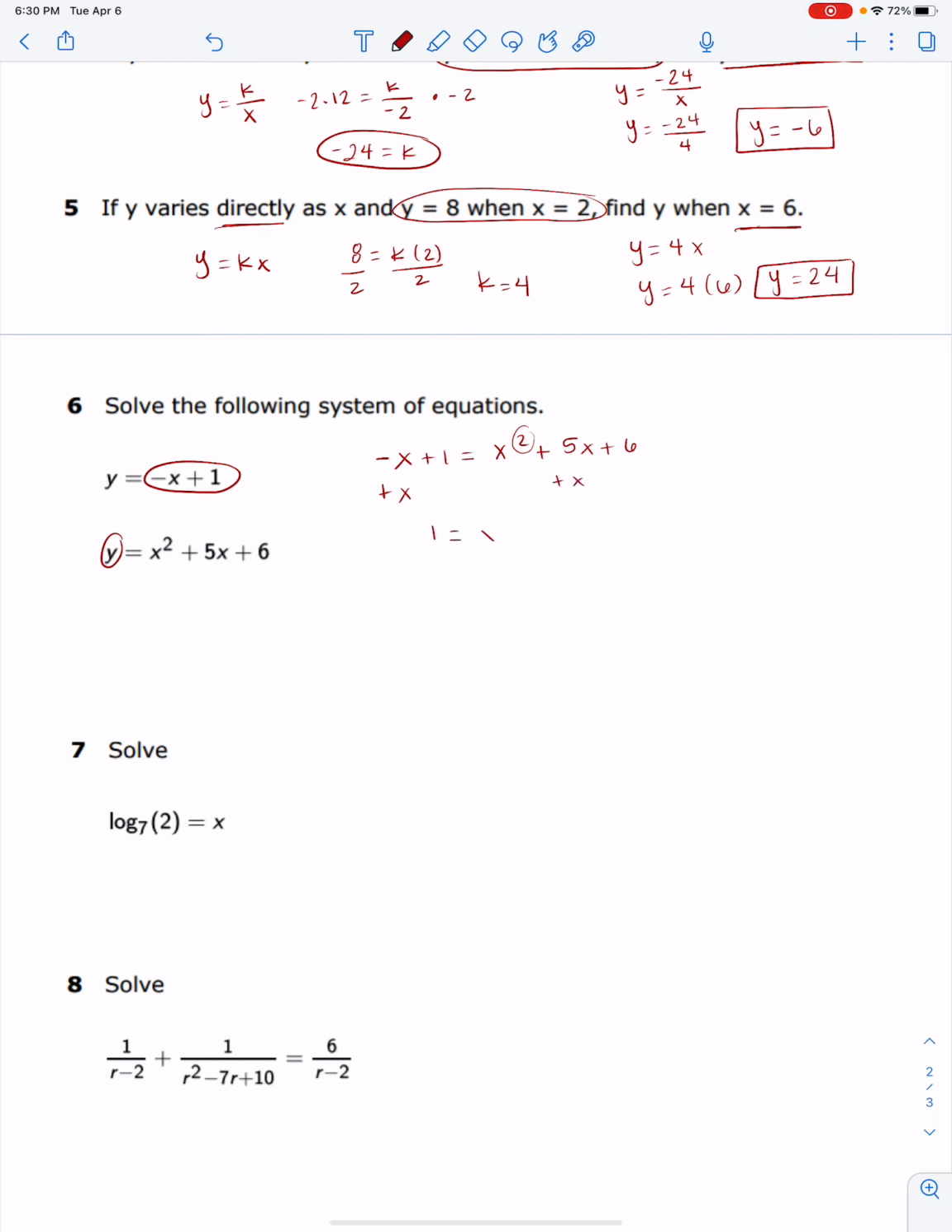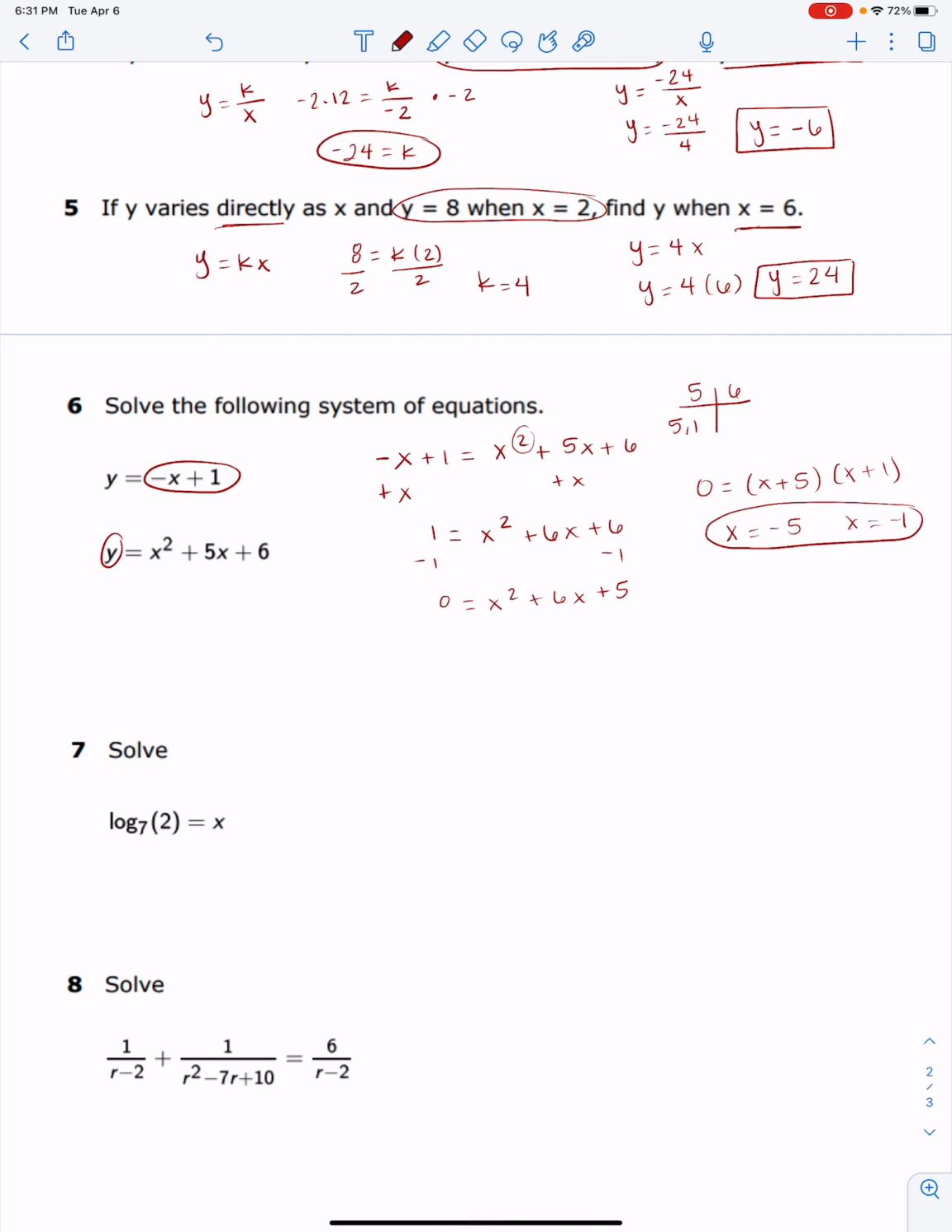So 1 equals x squared plus 6x plus 6, minus the 1. 0 equals x squared plus 6x plus 5. Now I need two numbers that will multiply to 5 and add to 6. That's 5 and 1. So 0 equals x plus 5, x plus 1. So when I solve those for 0, I get x equals negative 5 and x equals negative 1.